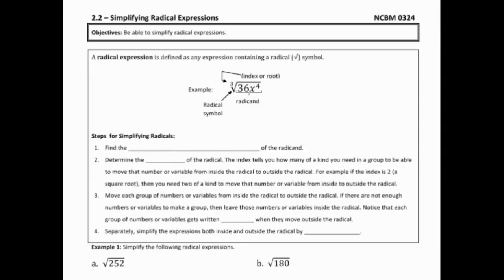Section 2.2 Simplifying Radical Expressions. Our objectives are to be able to simplify radical expressions.